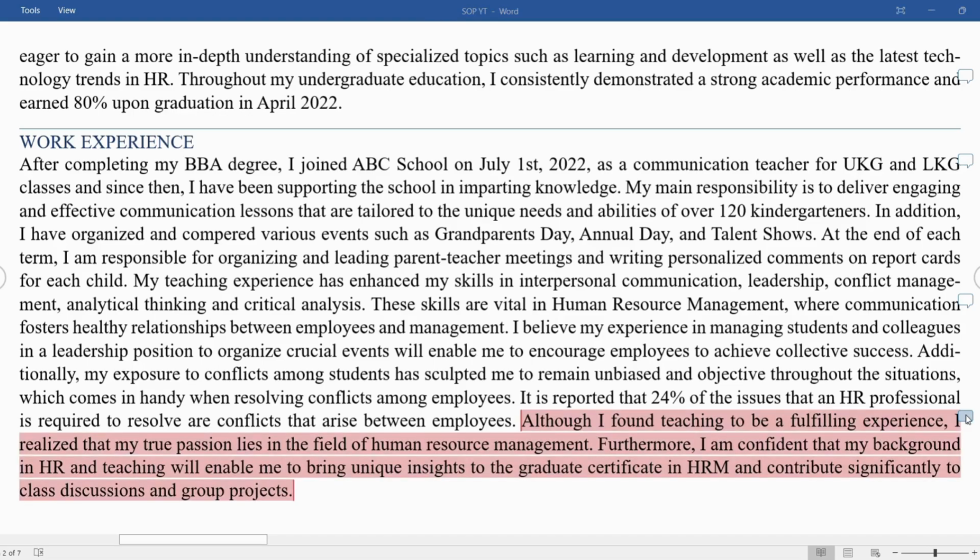Then I addressed why I did a career change, because I did my bachelor's in business and then I worked as a teacher, and now I want to pursue a career again in human resource management, which is connected to my bachelor's. So I have to justify. Think about all the questions a person can ask you when you say that you're going to study abroad in this course. Then try to answer all of those questions, write it up, and you will figure this all out.